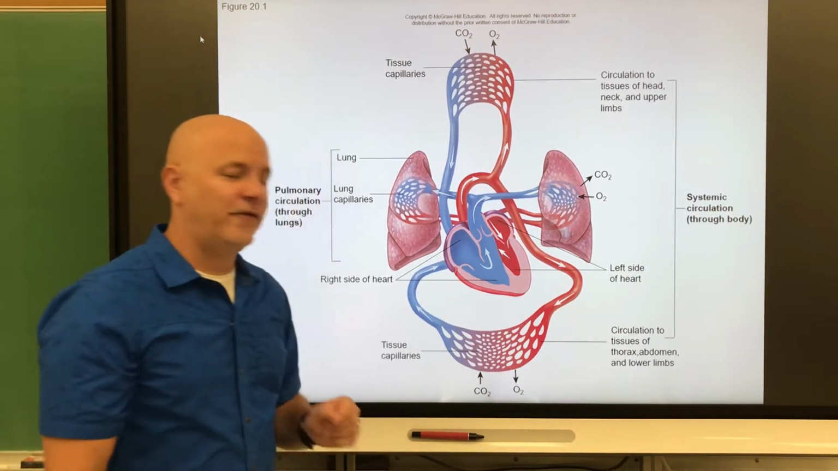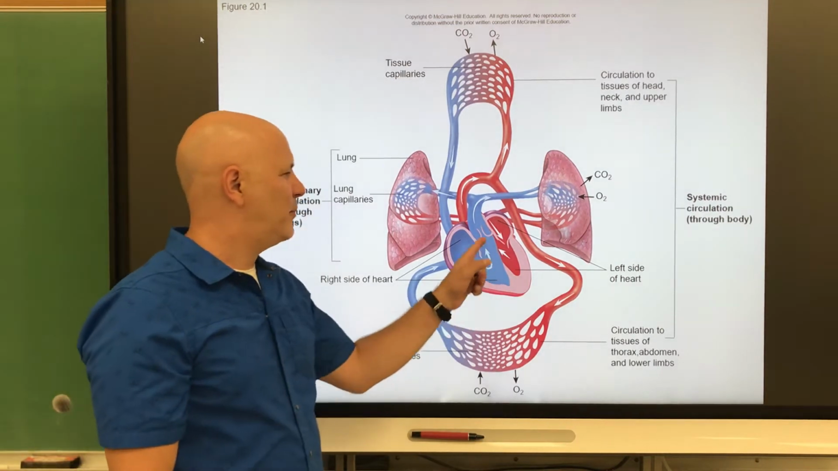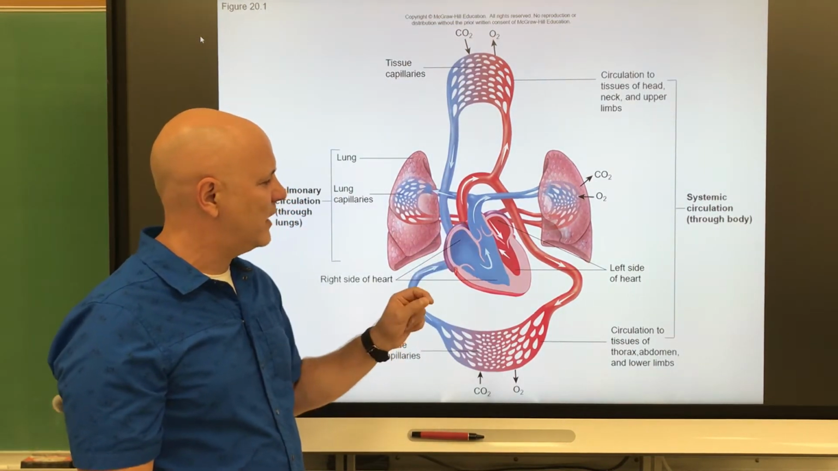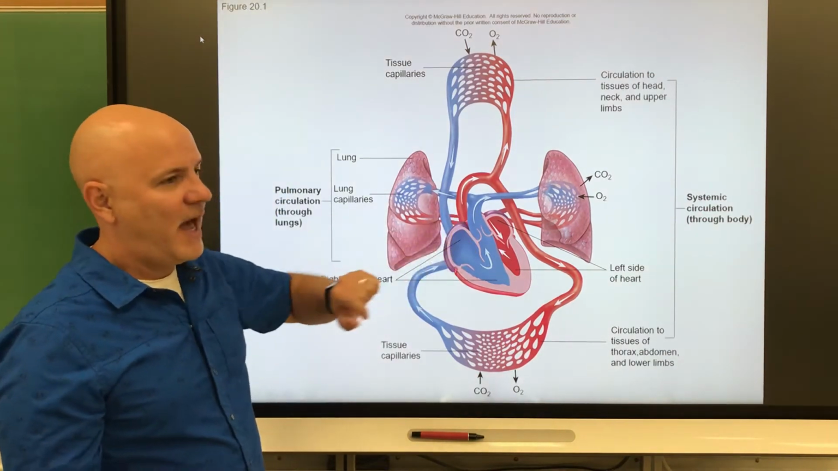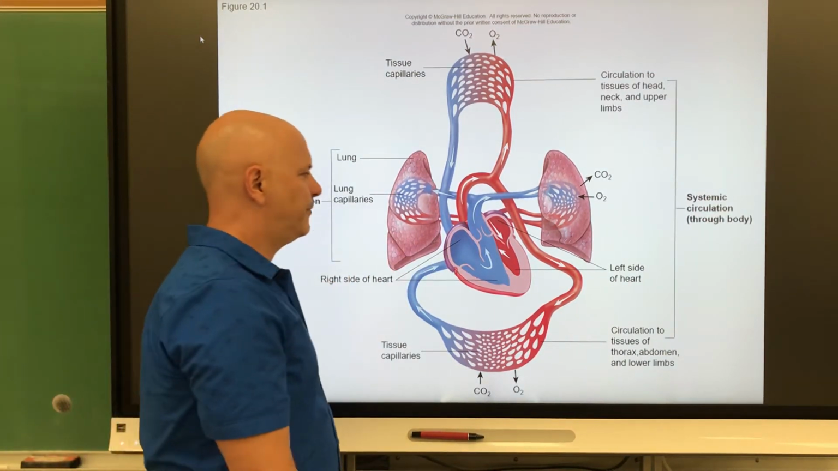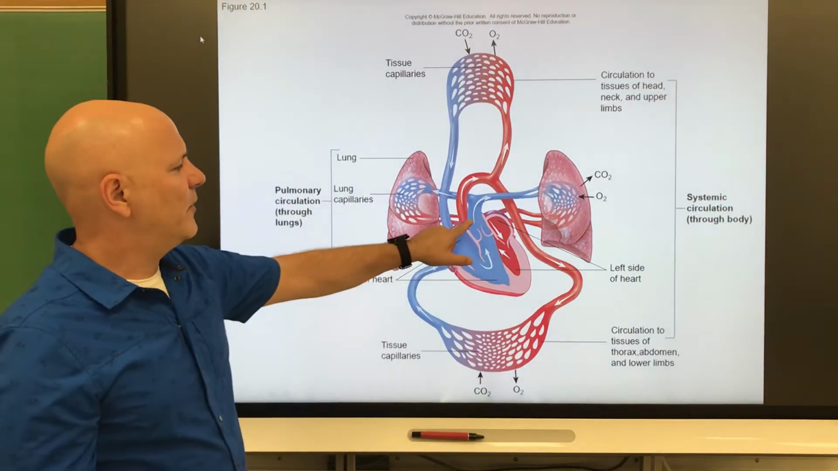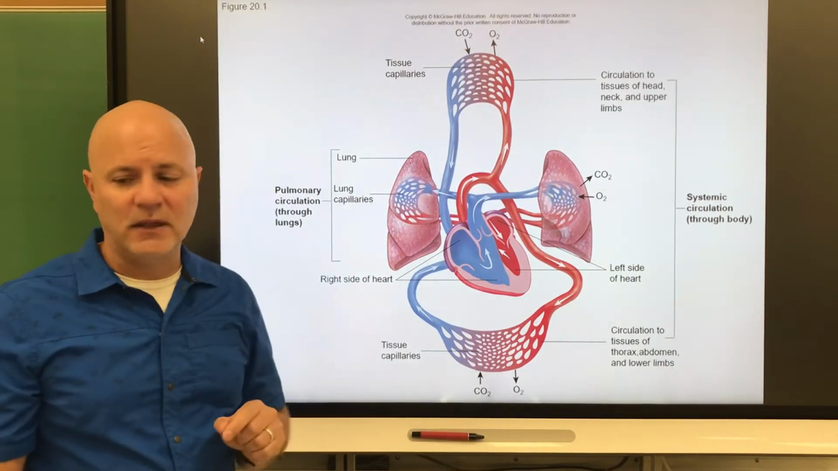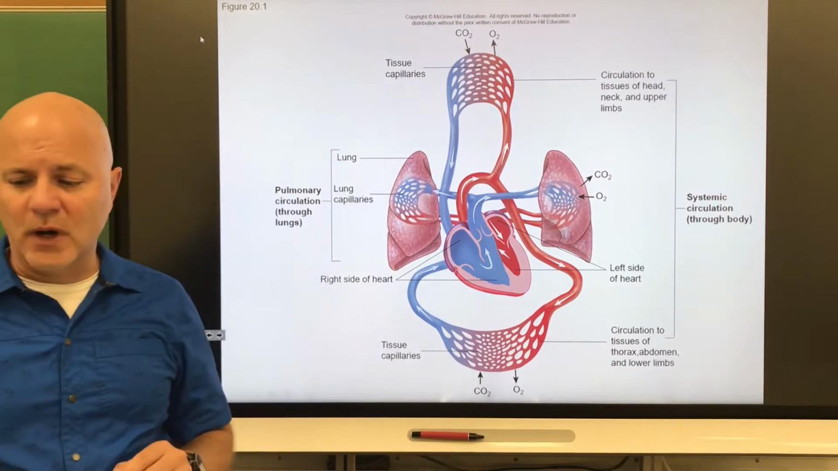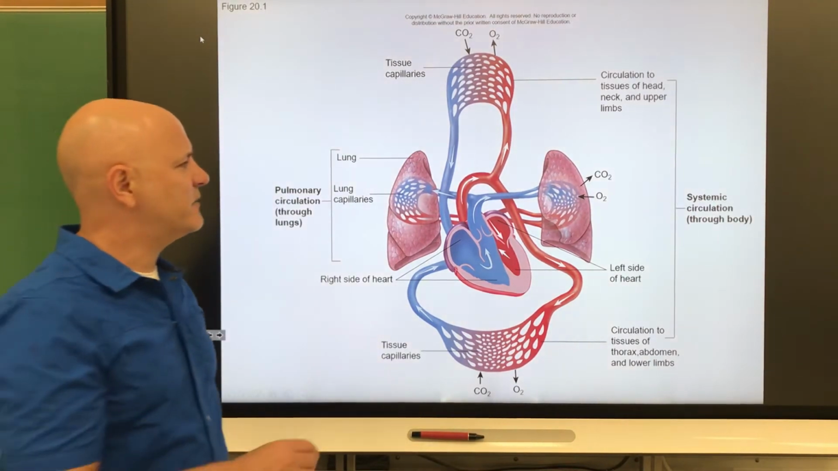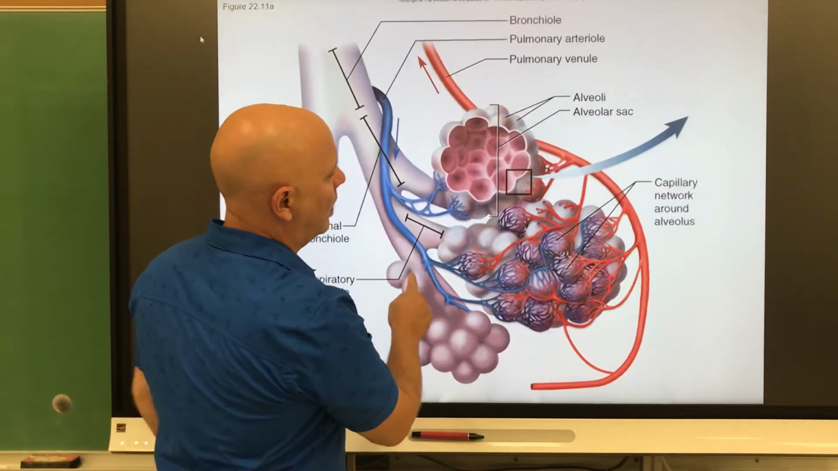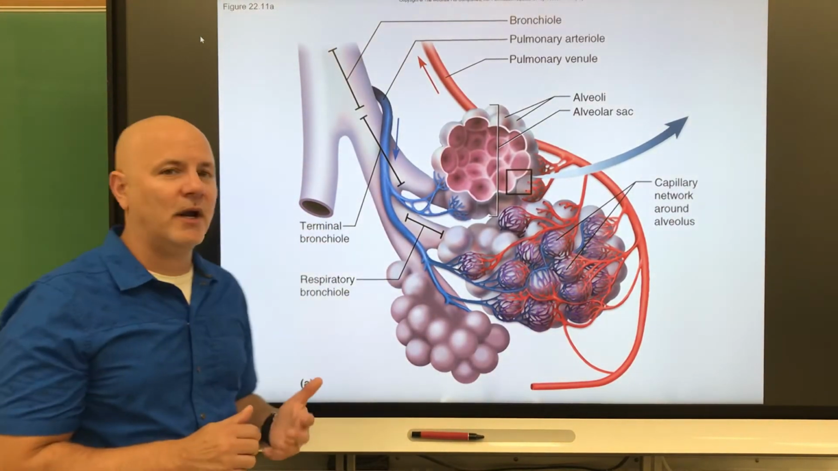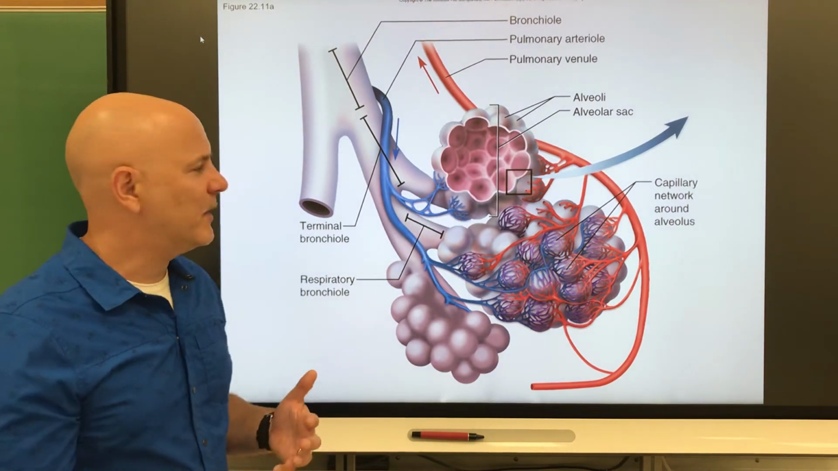Once the right ventricle fills with blood, it's going to contract and push blood through the pulmonary semilunar valve into the pulmonary trunk. At the same time, the tricuspid valve closes. Blood then moves from the pulmonary trunk to the pulmonary arteries to capillaries within the lungs. This is where gas exchange occurs. So blood is going to move from the pulmonary arteries to the capillaries in the lungs.